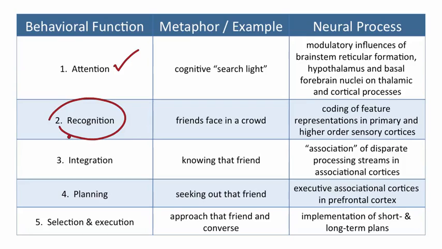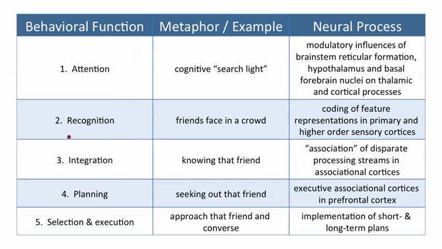This is a neural process that involves the coding of feature representations in the primary cortices, but as I've just described for you, all the way through our higher order sensory cortices. And in this case, through the inferior part of the temporal lobe, that so-called "what," or recognition processing stream, that runs through the inferior surface of the temporal lobe.